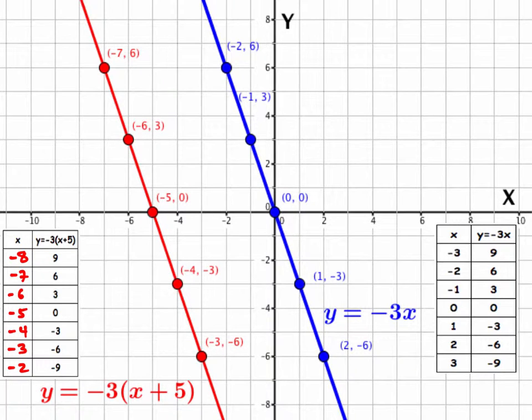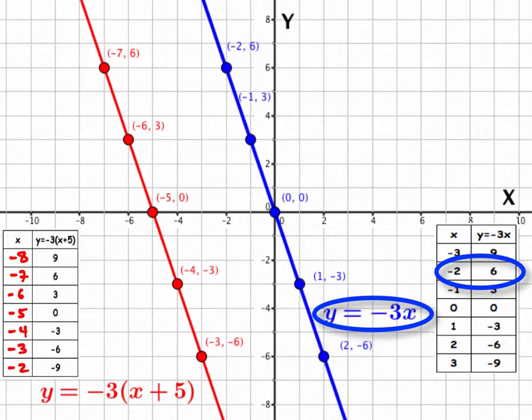For instance, on our graph in blue, the ordered pair negative 2, 6. Of course, if we take those values and substitute them into our original equation, y equals negative 3x, negative 3 times negative 2 is 6. That ordered pair makes this equation true. That's why it's on our graph in blue.